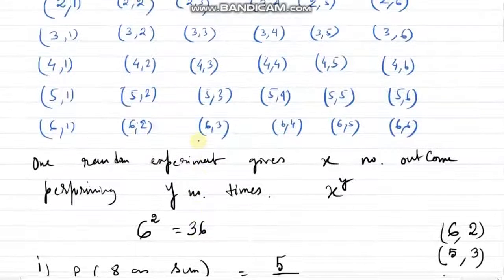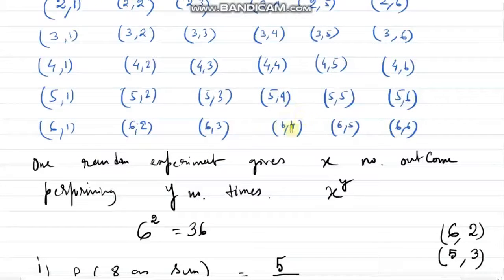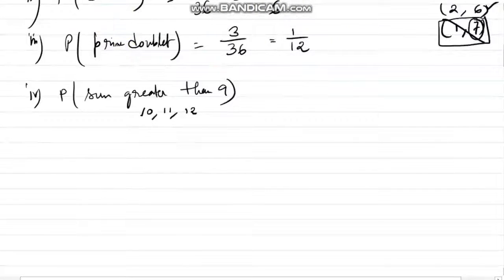So, just check what are the outcomes favorable to this. Sum 10, clearly you can see in one line, sum 11, sum 12. So, we have 3 plus 2 plus 1, that is 6 outcomes favorable to this, right? So the probability of this event will be 6 divided by 36. Is it fine? If I simplify, the answer will be 1 divided by 6.